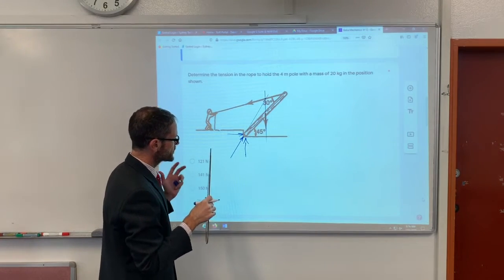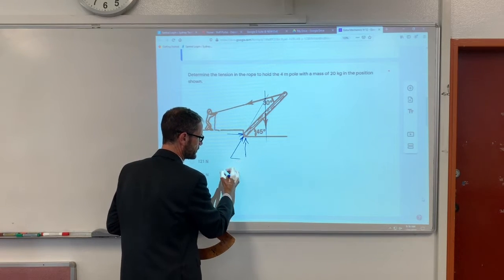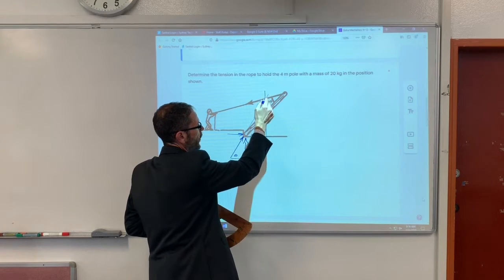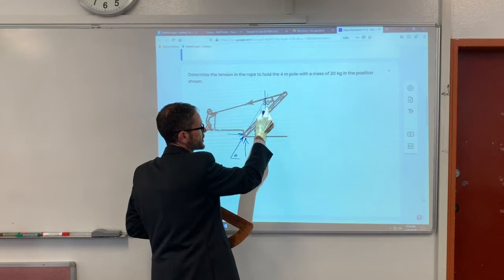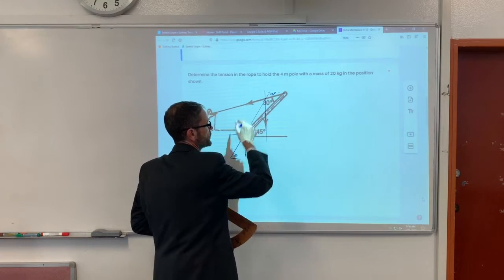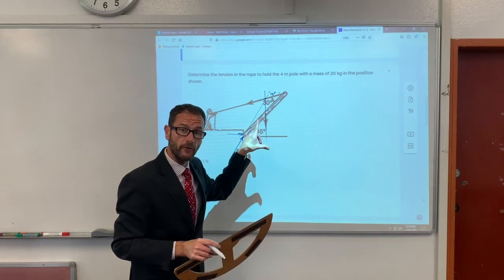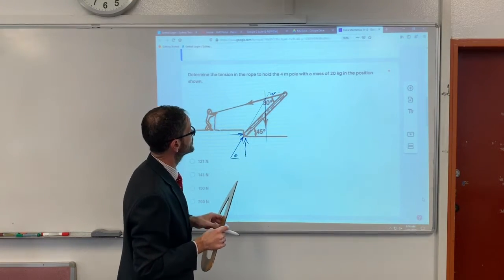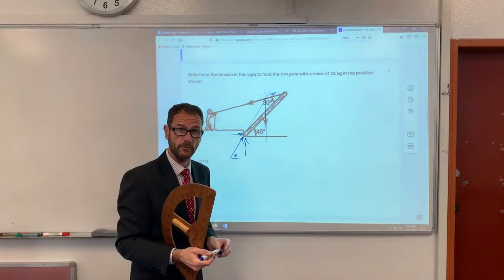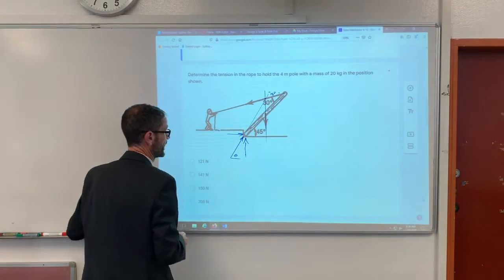That allows me to find this reaction. I can measure it using my protractor and find that angle there, theta, to the horizontal. I know that this is at 30 degrees to the pole, which means it must be at 15 degrees to the horizontal because alternate angles are equal. So I've got a vertical force with a known magnitude, 200 newtons, and these two forces where I now know their direction, so it's possible for me to solve that. Let's have a look how I'm going to go about doing that.